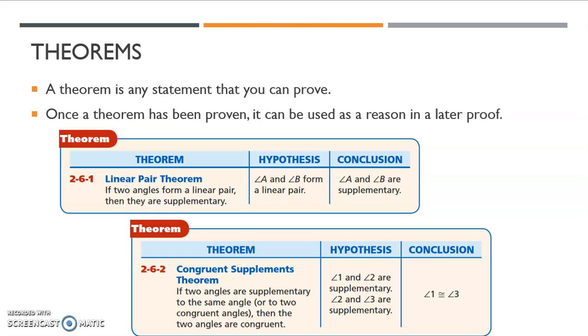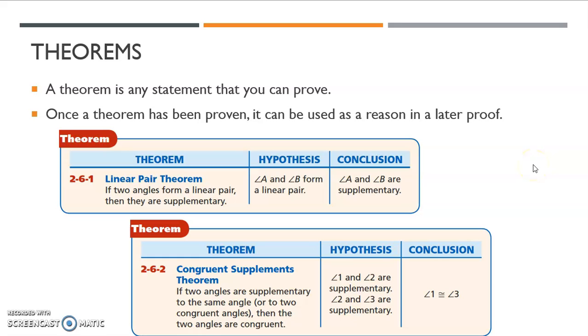And once a theorem has been proven, you can use it as a reason in a later proof. So our two theorems are the linear pair theorem, and it says that if I know two angles form a linear pair, then those angles are supplementary, which really makes sense if you think about what a linear pair is. A linear pair has a straight line on one side, and there is a ray coming out of it for two angles that are adjacent.